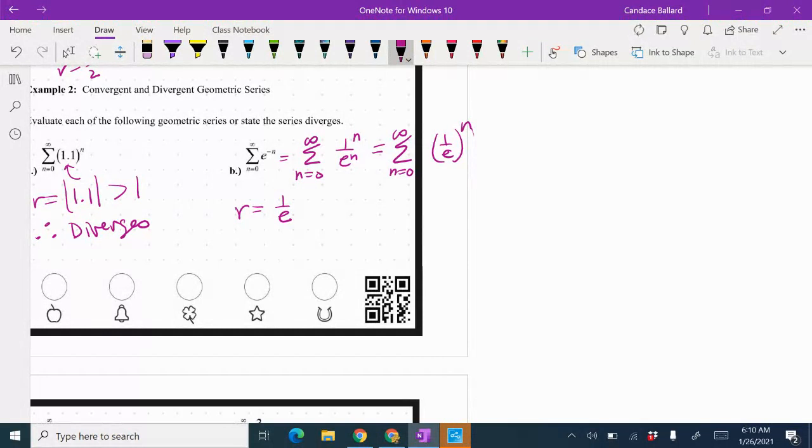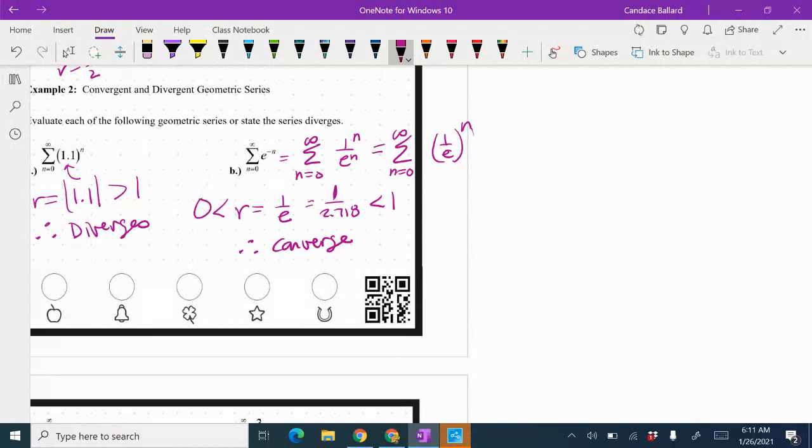So remember that e is like saying 2.718. Well, when I take 1 and I divide by 2.718, I'm getting closer and closer to 0. So I'm definitely not greater than 1. So this is something that is between 0 and 1. So therefore, this one would converge.